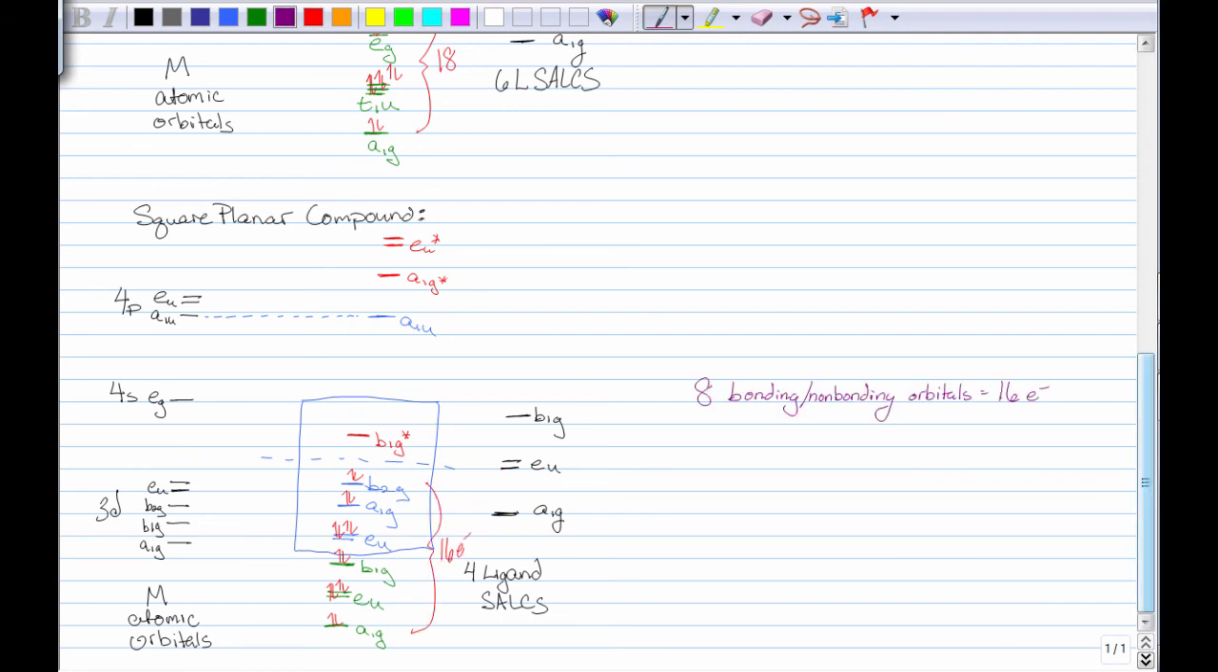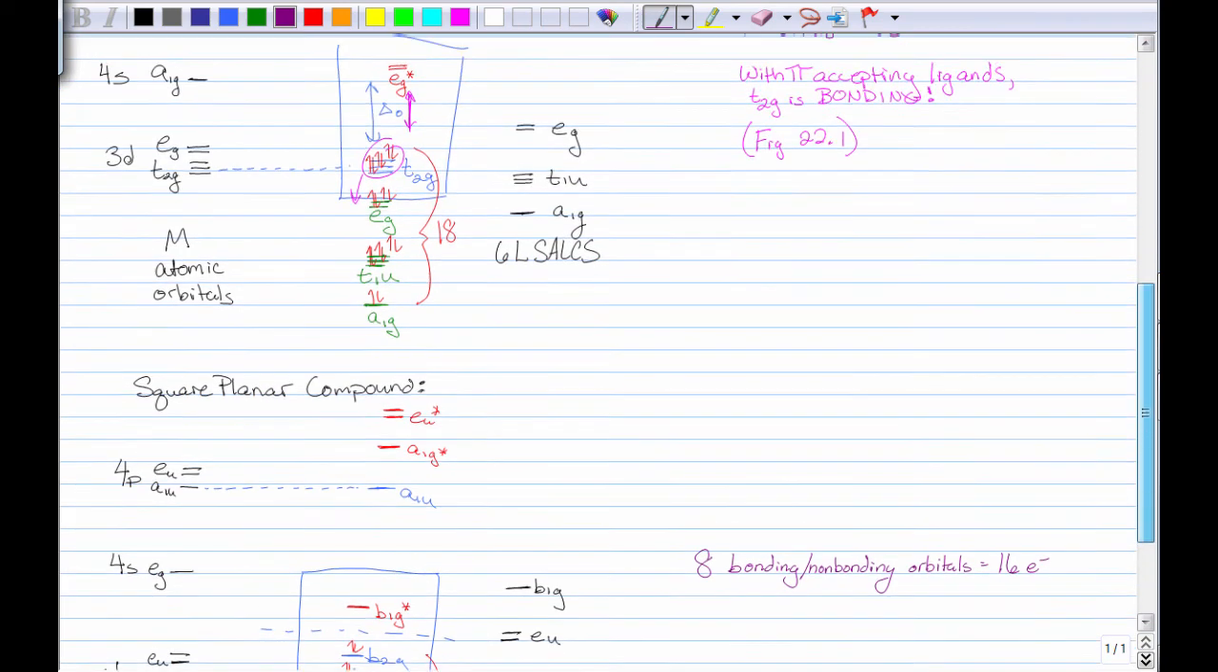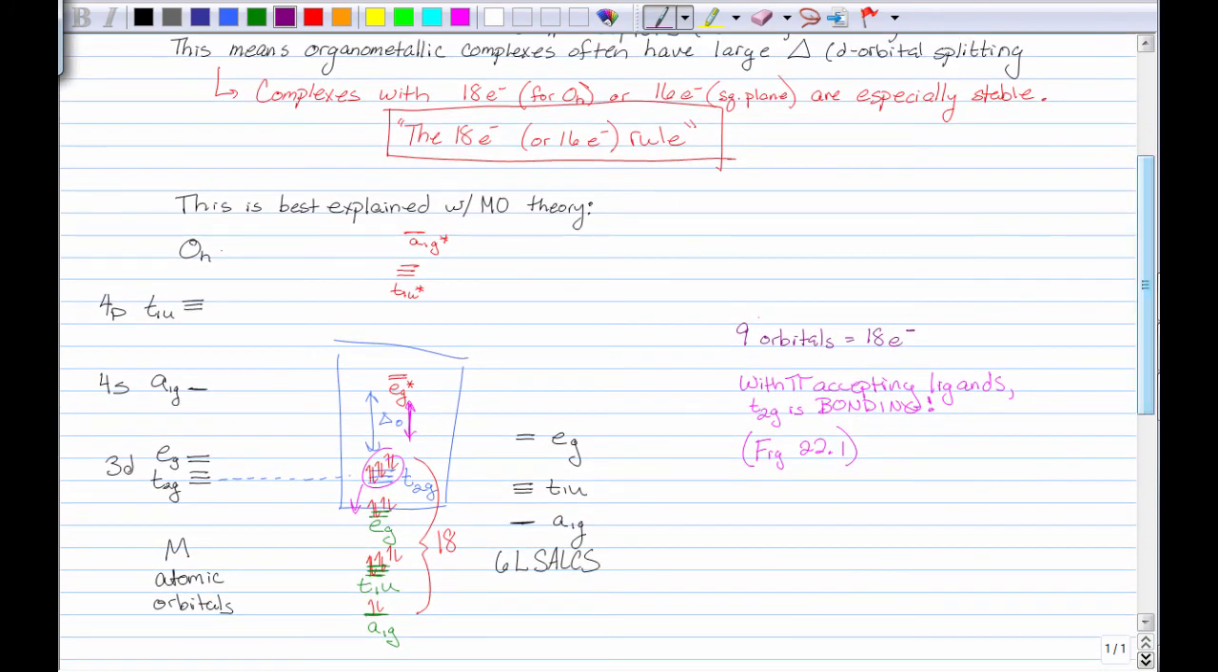So hopefully you can see how molecular orbital theory allows us to explain the observation that 16 and 18 electron complexes are especially stable. Now, if you know the number of electrons that are in the valence shell of a metal ion, you can predict its reactivity. And so it's useful to know how to count the electrons.